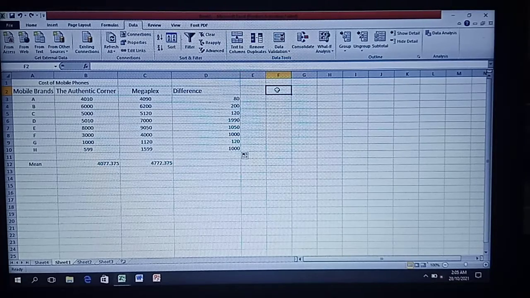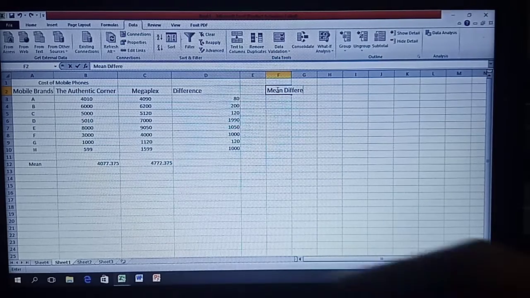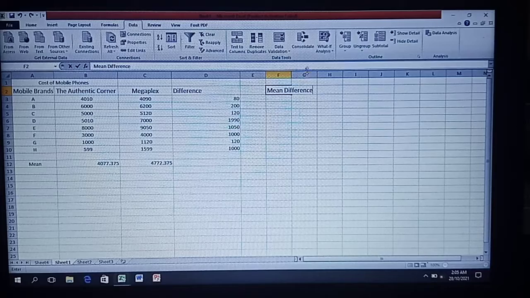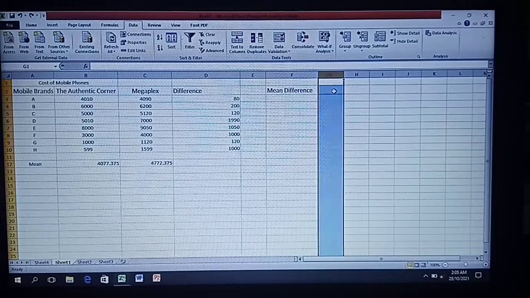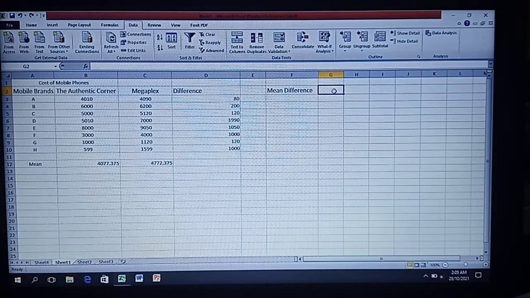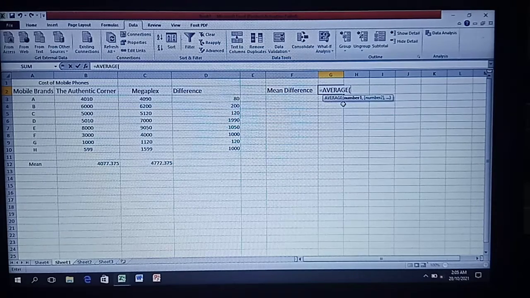What we're going to find next is the mean difference. Here we have the mean difference, so put the equal sign first and then put average, click 80 and drag it down. Okay, we have the mean difference of 695.